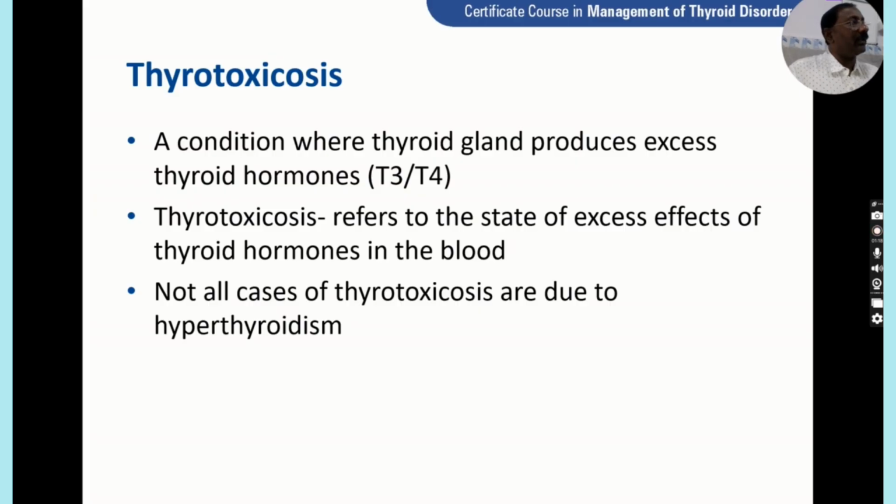Hyperthyroidism means you are pinpointing the organ. Where is the defect in hyperthyroidism? The defect is in the thyroid gland itself. Whereas in thyrotoxicosis, it could be anywhere: the thyroid gland, the ovary, or something else also. So that is the difference between thyrotoxicosis and hyperthyroidism. When you say it is hyperthyroidism, the defect is in the thyroid gland itself.